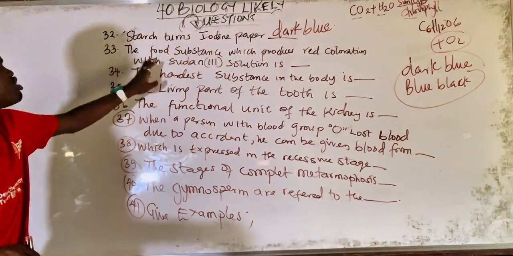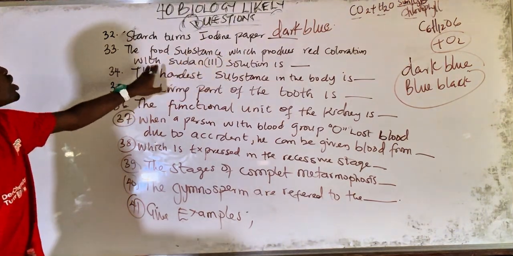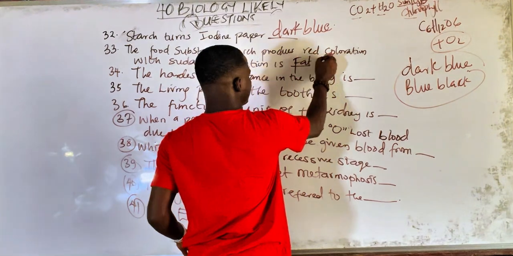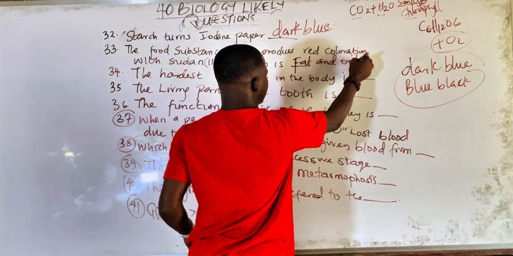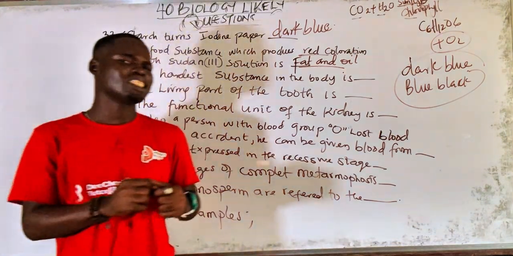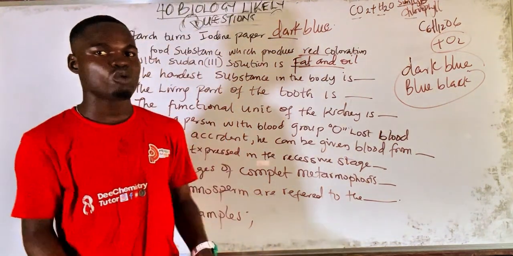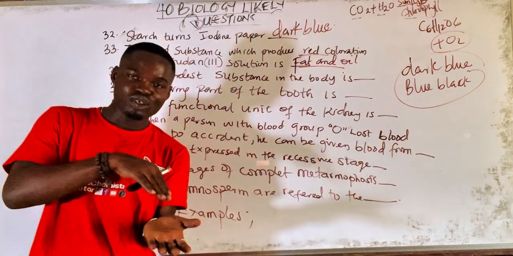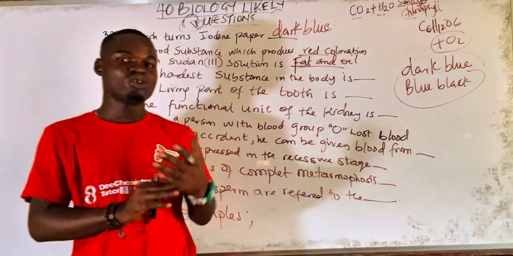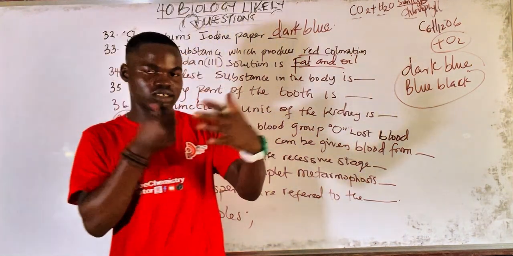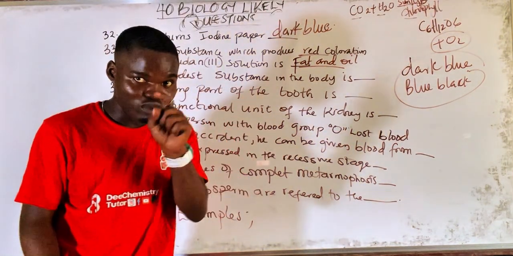Now, the food substance which produces red coloration with Sudan III solution, you must know this one, is fat and oil. It produces red coloration with Sudan III. Another very important test for fat and oil, which you can try at home, is the translucent test. If you put the paper on a white paper and look through it, you will not see through it, but light can pass through it. It's translucent. You can do it right now. Promise me you are going to do it.